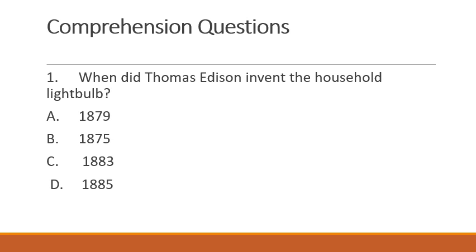These are the different paragraphs of the passage, and now it's time to move to the questions. We have the first question. The first question is, when did Thomas Edison invent the household light bulb? So according to the article, it's in 1879, the first one. So the correct choice is number 1, 1879. That's question number 1.